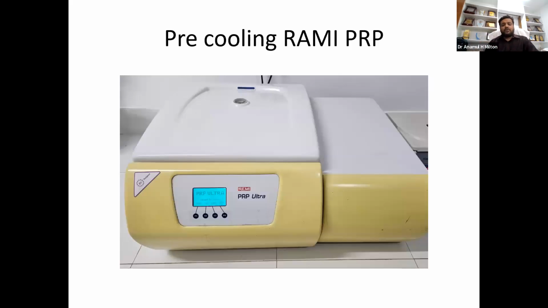In my center, I use three types of machine. That is the pre-cooling RAMI Ultra PRP machine. Here you can see the side part, that is the freezing part. Before starting the processing, there are four functional knobs: 1, 2, 3, and 4. The first is the pre-cooling system, F1.